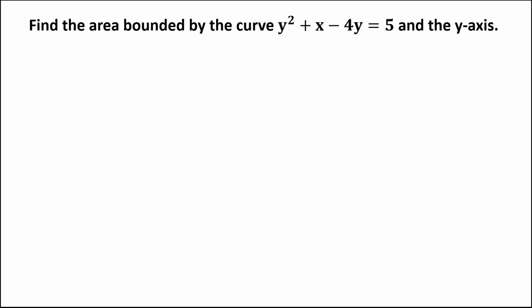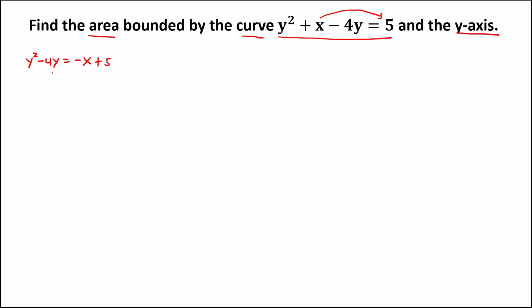So let's solve this problem. To find the area bounded by the curve and the y-axis, first we need to find the vertex of this curve. So we have y squared minus 4y equals, transpose this x to the other side, so this becomes negative x plus 5.